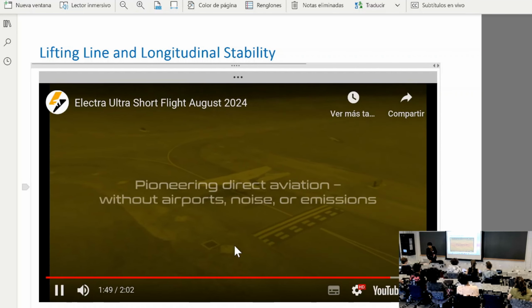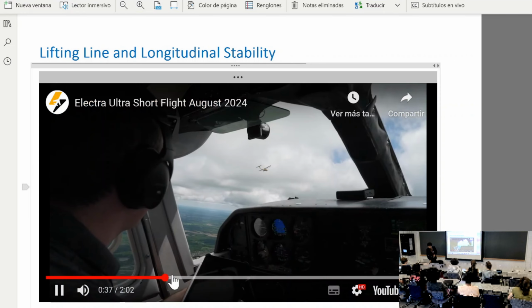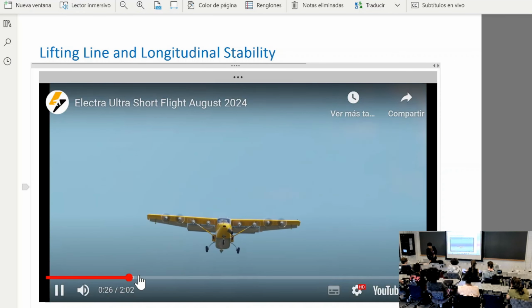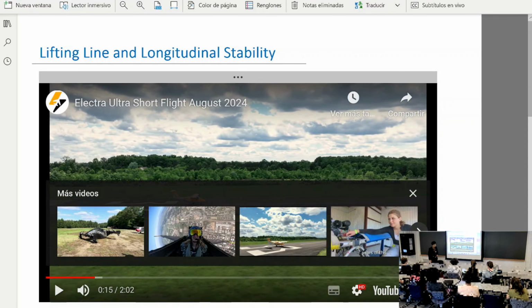And now if you look at the design of the airplane, it will be pretty obvious. Let's see, where would be a good view? It's not a good view.